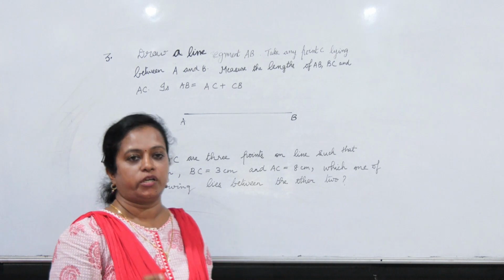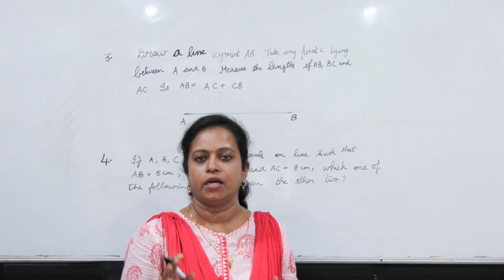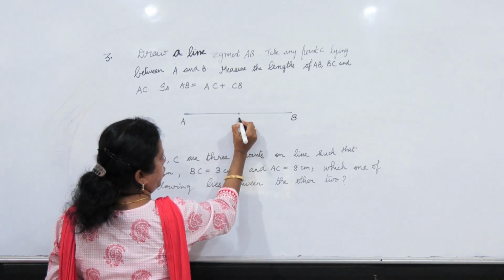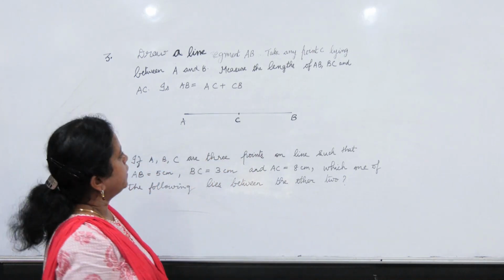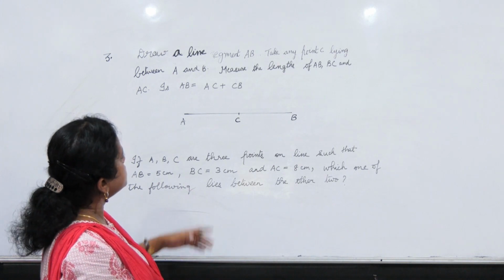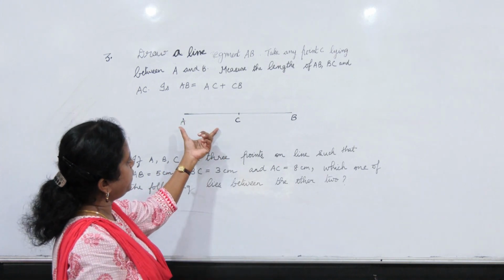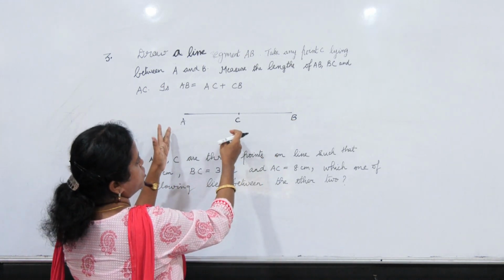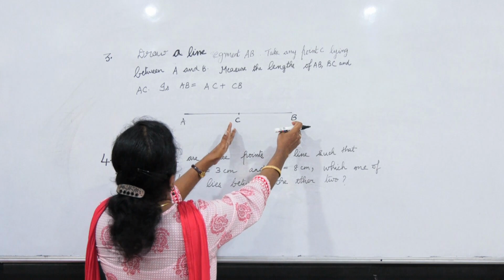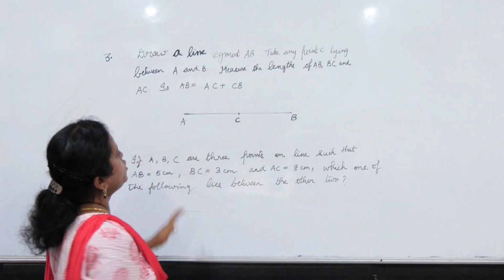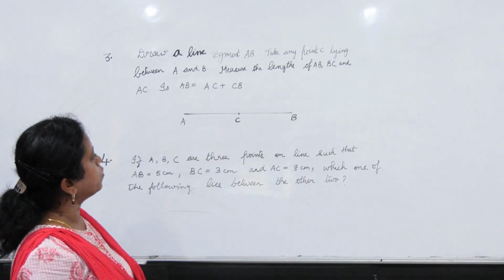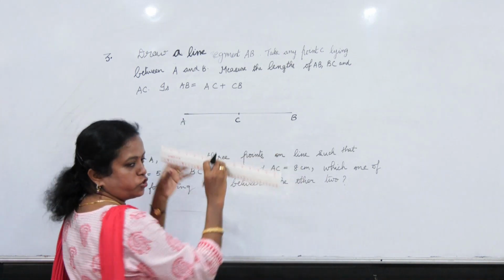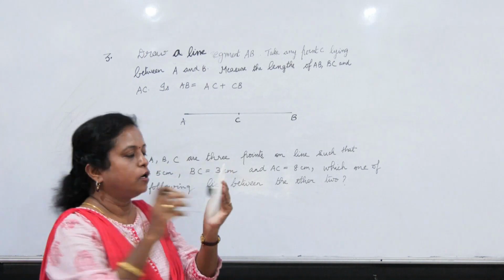Take any point C. It is not said midpoint. You have to take any point C, so I will take any point C. Now the next part that is asked is measure the length of AB. First you have to measure the length of AB. Also you have to measure the length of BC and AC. And you have to say whether AB is equal to AC plus CB. So the line segment we are going to measure by using the tool that is the ruler.